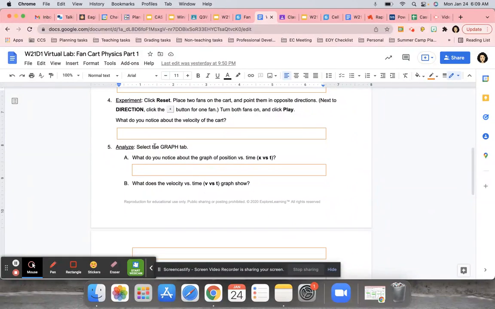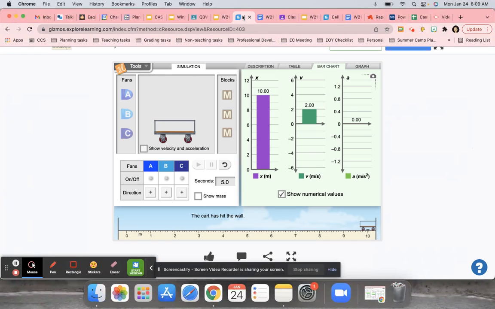Number four, we'll experiment again. What if there are already forces acting on it, but we will place two fans on the cart and point them in opposite directions, meaning they're going to apply force in different directions. So next to the direction, click the plus button for one fan, so we can make it face the other way, and turn both fans on, and we will click play and you will notice the velocity again.